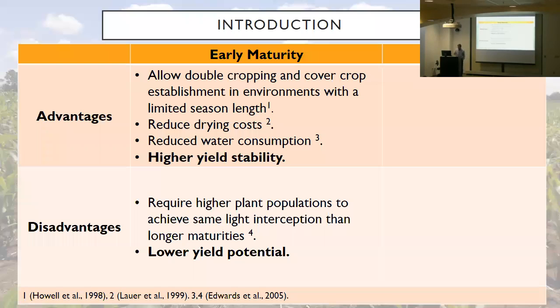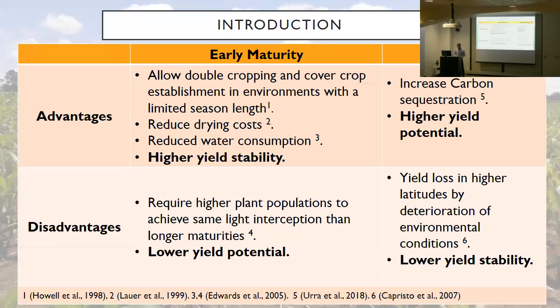Overall, we need to know the advantages and disadvantages of early and late maturity. Early maturities can allow us to do double crop or cover crop establishment in environments that have a season limited by the weather. They also reduce drying costs and water consumption, but more important, they have higher yield stability. As main disadvantages of early maturities, they require a higher plant population to achieve similar interception of radiation than longer maturities, and also have a lower yield potential.